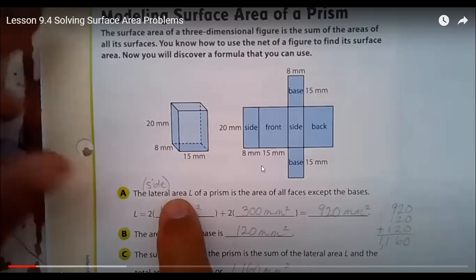Why do we multiply by 2? Why are we going to multiply by 2, Kareem? Because it's two dimensions. No, it's not two dimensions. Because we have the front and back, they are congruent. So we will calculate one of them, and then we will multiply by 2. So this is the area of the lateral faces.